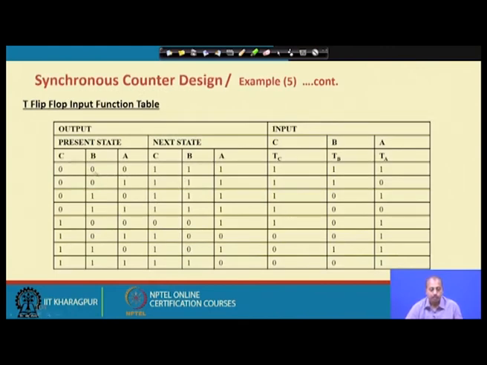Now, if you go back and look into our counter specification, from 0 0 0 it has to go to 1 1 1. So, TC, TB and TA, all the inputs should be equal to 1. Similarly, from 0 0 1 also we want to go to 1 1 1. Now, in this case you see that A should not transit. So, TA should be equal to 0, TC and TB should be equal to 1. So, it should go like this, fine. Once this is done, the rest of the thing is simple. From this present state we want to apply TA, TB, TC like this.